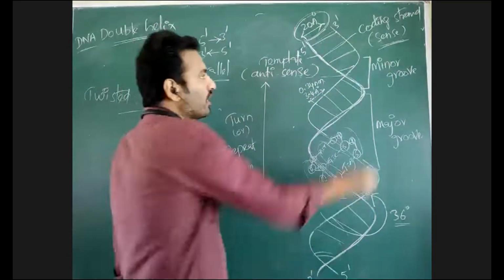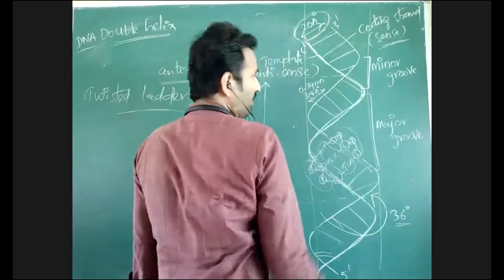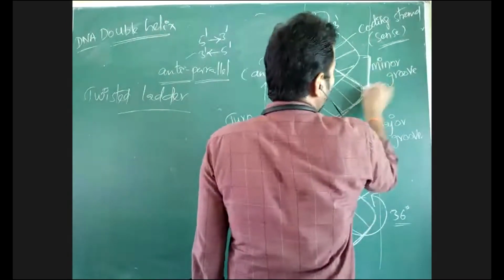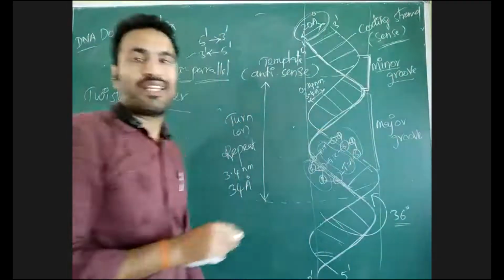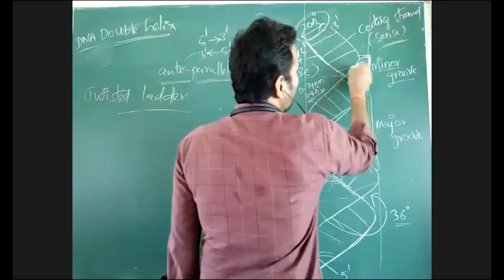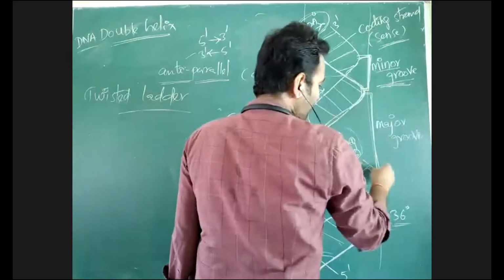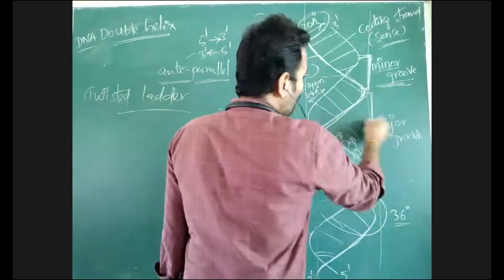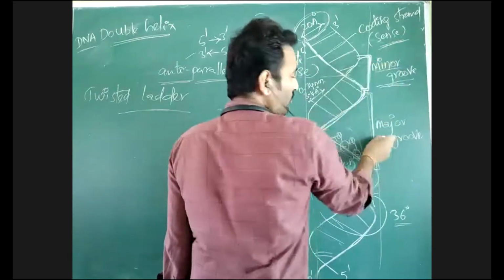In that twisted ladder, this is the DNA line. Here there are minor grooves and major grooves. Groove means a furrow-like structure where a gap is there. This is the DNA molecule structure. Here a gap is there. This gap is called the minor groove. And there is also a major groove.